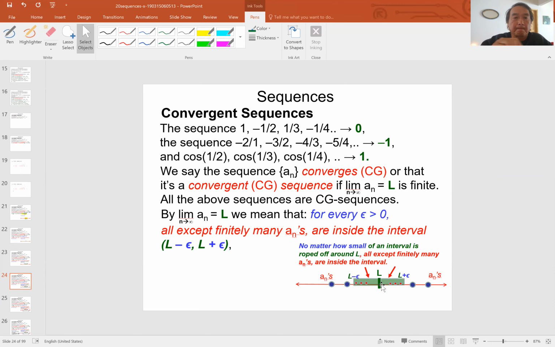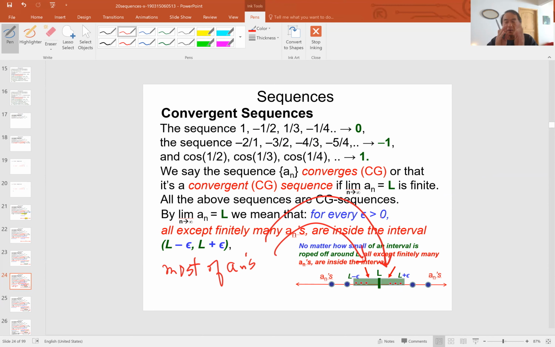So first we will describe colloquially: most of a_n, what about them? They fall in this prescribed epsilon neighborhood. And you can fluctuate the size of epsilon, make it smaller, but the sentence "most of a_n will be in that small neighborhood" is still true. So what do you mean by most of a_n?